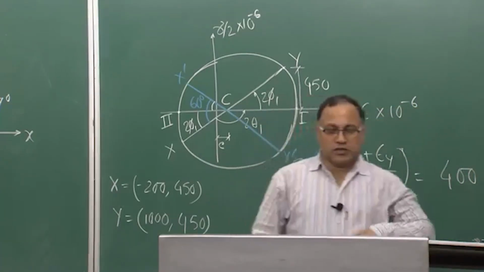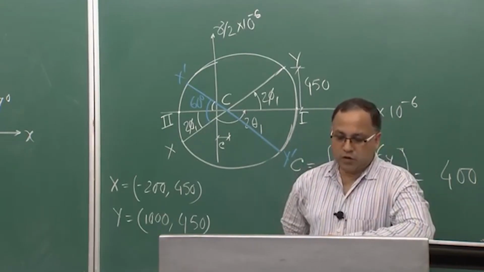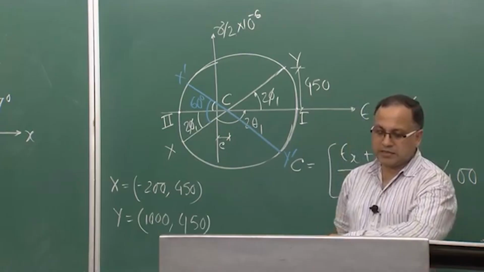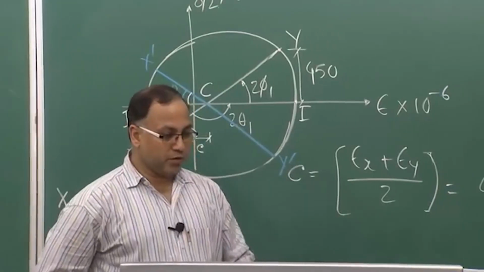Okay. So, in this chapter we are going to discuss the experimental results on 1D material behavior, concept of elasticity, plasticity, strain hardening, failure, idealization of 1D stress strain curve, generalized Hooke's law with and without thermal strain for isotropic material, and of course, complete equations of elasticity. So, these are the things we are going to discuss in this particular chapter.